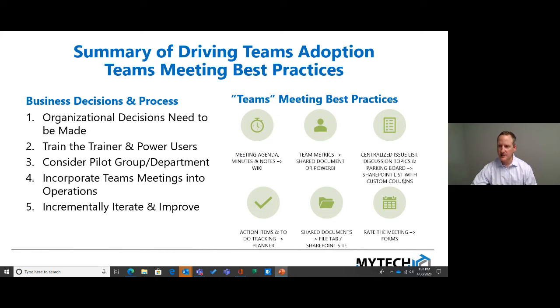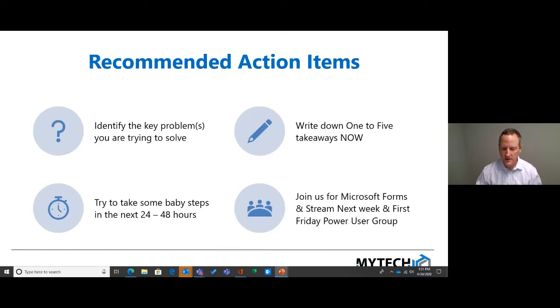Centralized issues list by creating a SharePoint list, and you can create custom columns for things like topics, open and closed, and parking board items. You can use Planner for tracking action items and to-do. Now again, that's going to move to, I think they're calling it tasks. There's an announcement that was just made this morning. And then you can use shared documents in the file tab or by browsing to the SharePoint site. And then you can build a form to be able to rate the meeting and incrementally improve how you're operating over time. So those are the key action items, and we can provide this information as a summary.